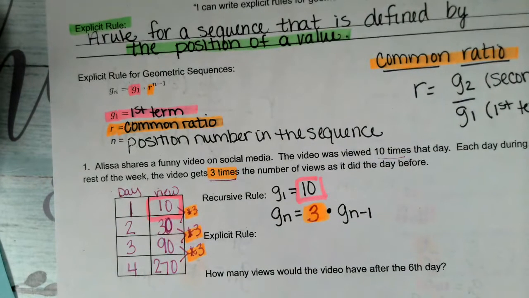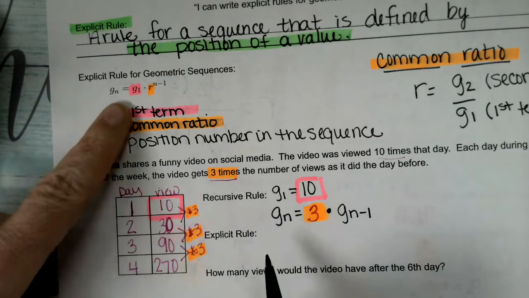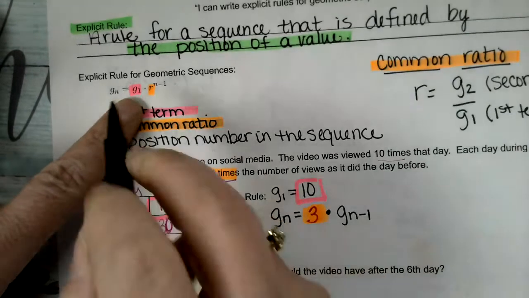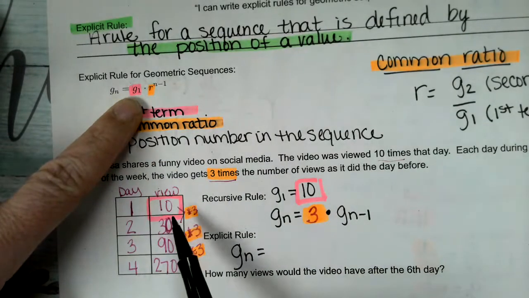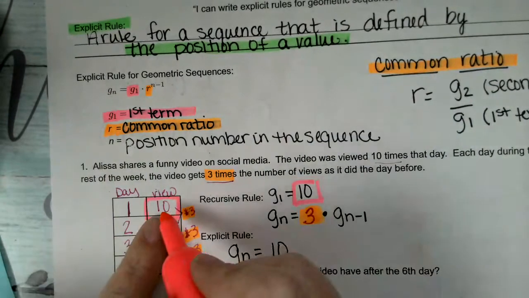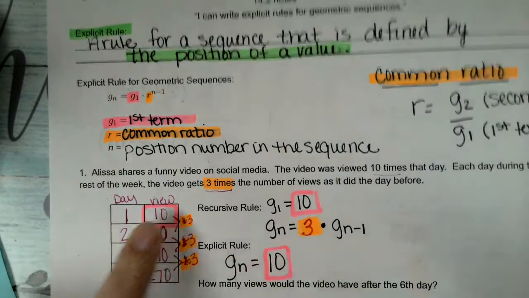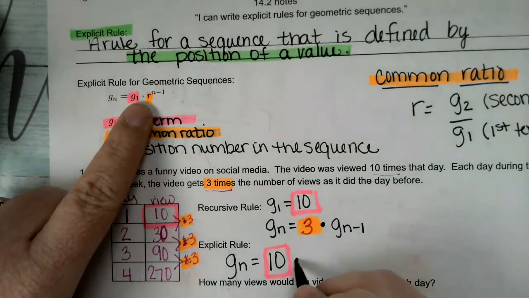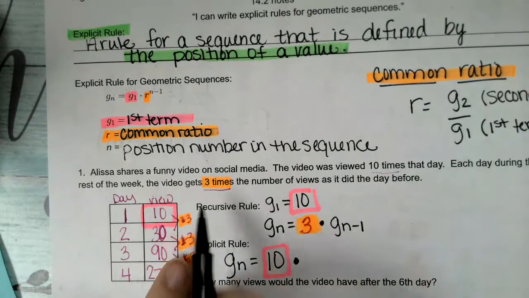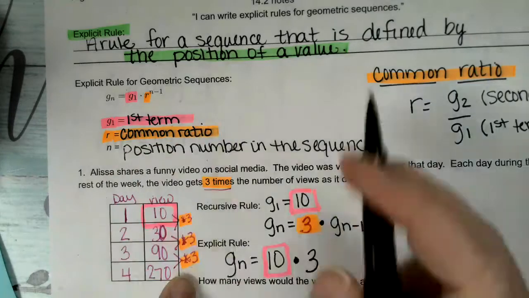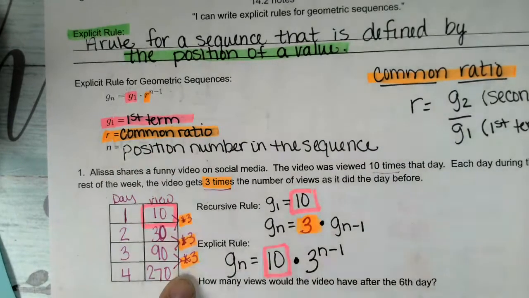Now we know that. Now, explicit rule, that's what I'm teaching you today. So the explicit rule, if you look at the rule here, it's g sub n is equal to your first term. Guys, you already have your first term. That was 10. So if I write a 10, that's coming from this point right here. That's my first term. So I'm going to put a box around it so you guys can see where it's coming from. Then it's times my r value. We already talked about the r value is 3. So 3. Then in the exponent part, we're going to have n minus 1.